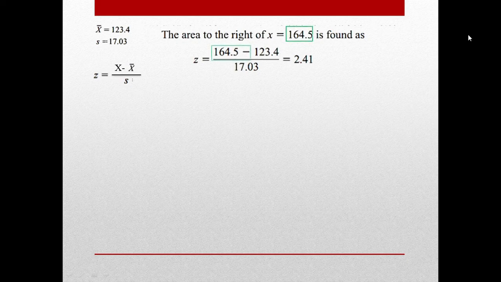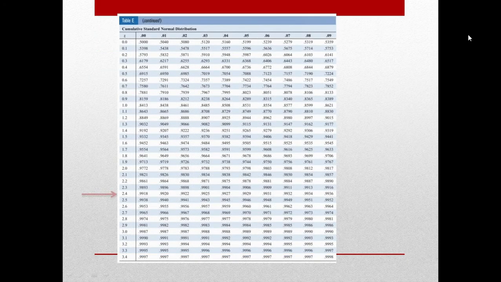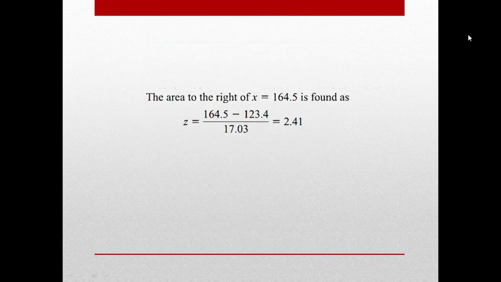So the area to the right of x equal to 164.5 is found as 164.5 minus 123.4 all over 17.03, which is equal to 2.41. So again, in table E, 2.41 is equal to 0.9920. So the area is 1.0000 minus 0.9920, which is equal to 0.0080.